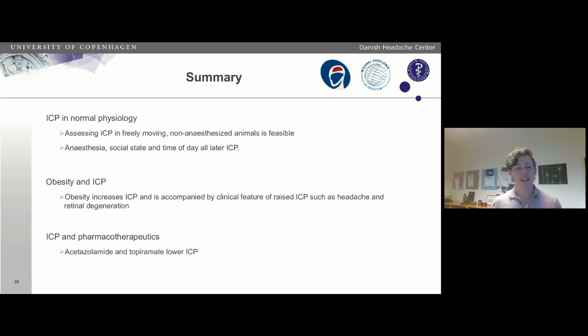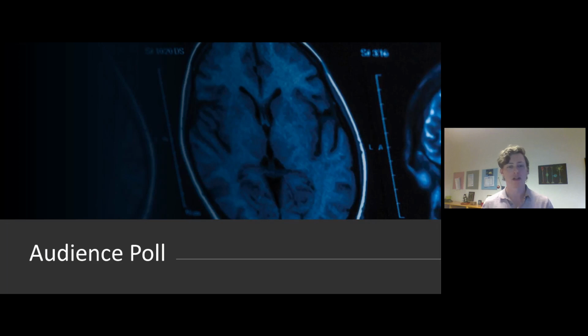So, in summary, we have discussed what we believe to be ICP and normal physiology in rats. We show that assessing ICP in freely moving, non-anesthetized animals is feasible, and that anesthesia, social state, and time of day all alter intracranial pressure. We demonstrate that obesity increases intracranial pressure and is accompanied by clinical features of raised intracranial pressure, such as headache and retinal degeneration. And looking at ICP and pharmacotherapeutics, we demonstrate that both acetazolamide and topiramate lower intracranial pressure.